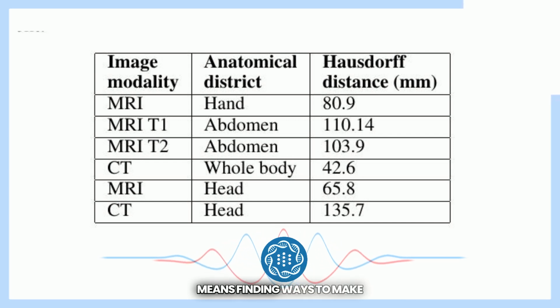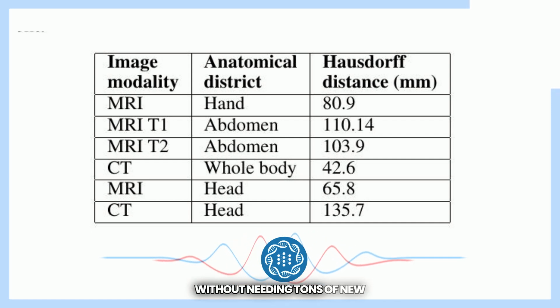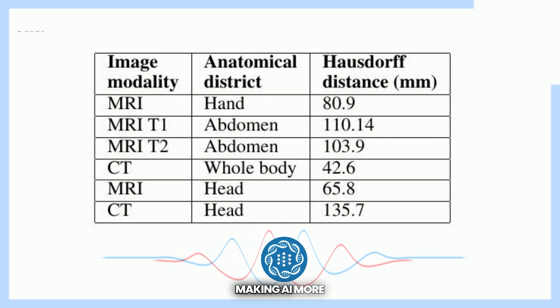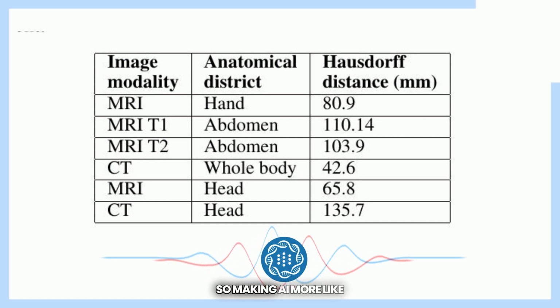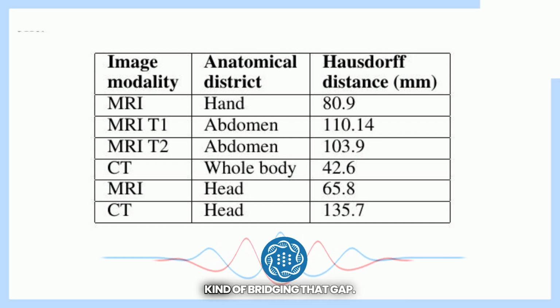And exploring things like unsupervised domain adaptation, fancy term. But it basically means finding ways to make AI models work well across different scanners, different hospitals, different patient types, without needing tons of new labeled data for every single variation. Making AI more flexible, essentially. So making AI more like the adaptable graphics-based method in that respect. Kind of bridging that gap, yeah.